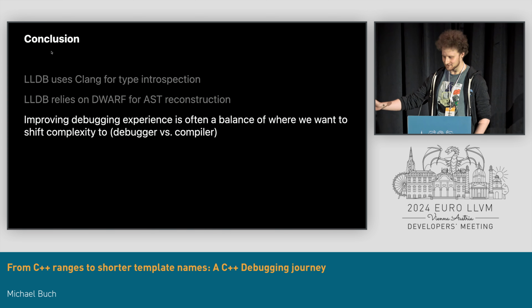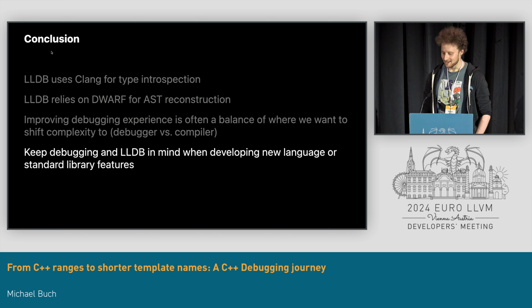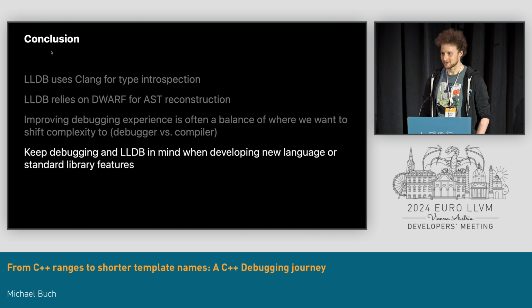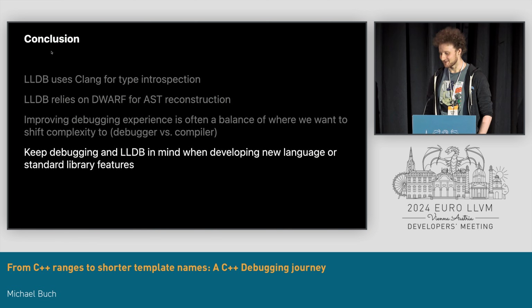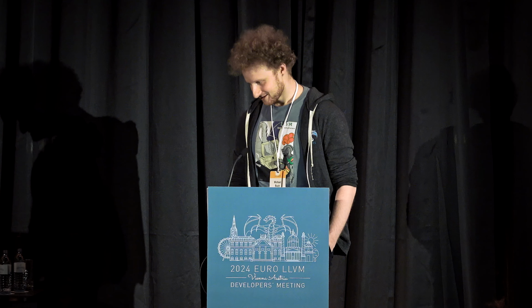Improving the debugging experience is kind of a balance: where do you put the complexity, the compiler or the debugger? You have to make those kinds of trade-offs. It would be great if people kept debugging and LLDB in mind when developing language features or standard library features. And if you have any suggestions or changes that you want to make, open them on GitHub and we'll take a look. And that's it.